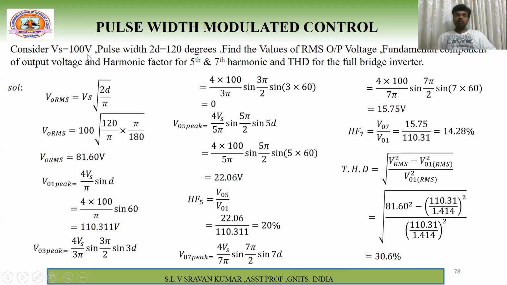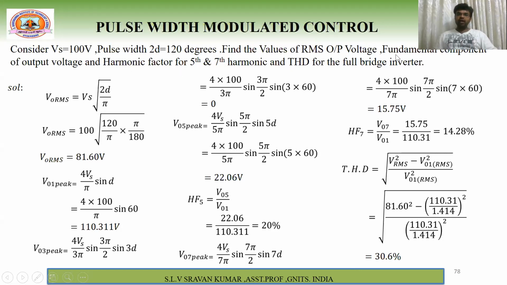What is the voltage we have given? 100. What is the voltage we are getting? 81.60. In case of a pure square wave, the voltage we get is 4 Vs by root 2 pi, so around 90, right? But here we are getting 81.60. So whenever I want to reduce the voltage, by using this pulse width modulation technique, I can change the output voltage.